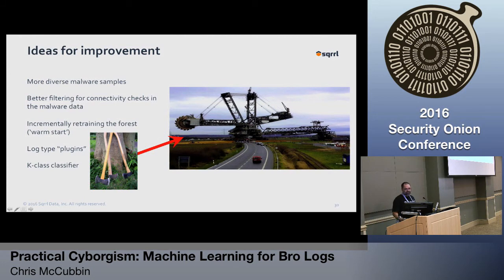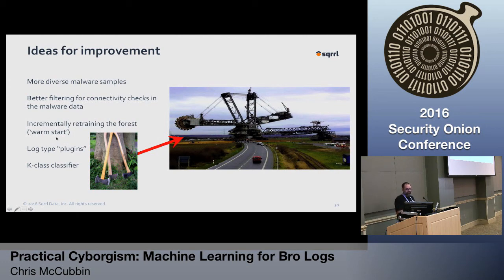So we want to go from maybe axes to Bagger 288. What would help this out here? More diverse malware samples. Data is always an issue, right? Like, can we get more data? Can we make it better? Better filtering for connectivity checks. So this is just another feature, right?